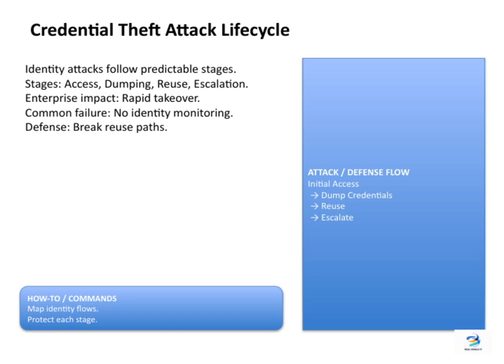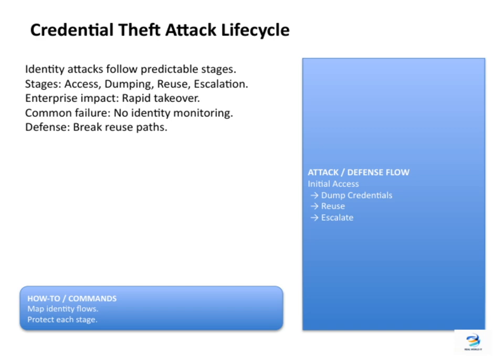Now, on the defense side, the key is to map these identity flows carefully. We need to understand how each stage connects and intervene early. Protecting each stage is crucial because identity attacks tend to follow predictable patterns. Knowing these stages helps us anticipate and block them effectively.